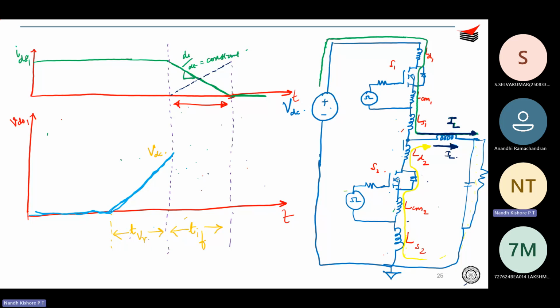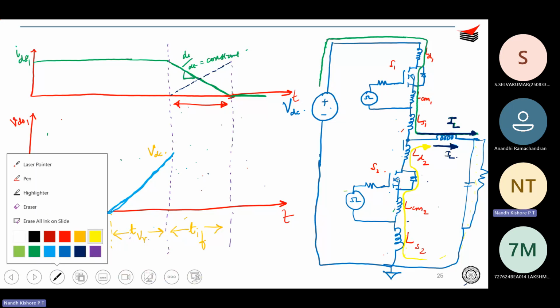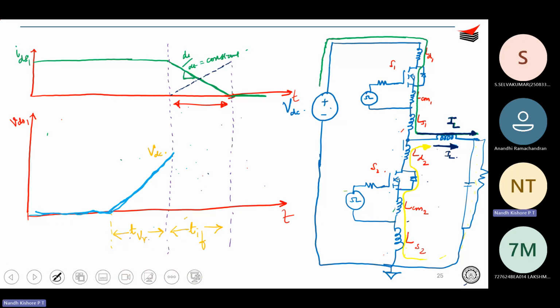Okay. So I think till this point it is fine. So now what is your VDS1? Your VDS1 is the voltage across this, between the drain terminal and the source terminal. Okay. So yeah, this is your VDS1, right?